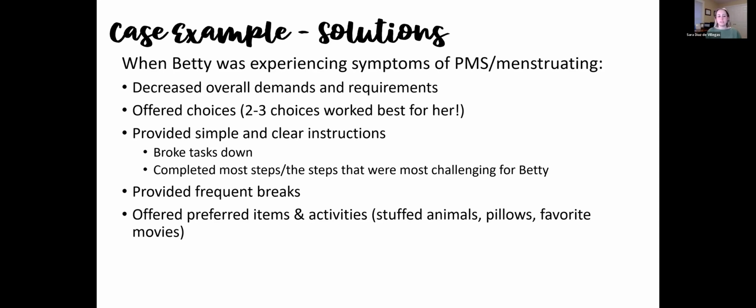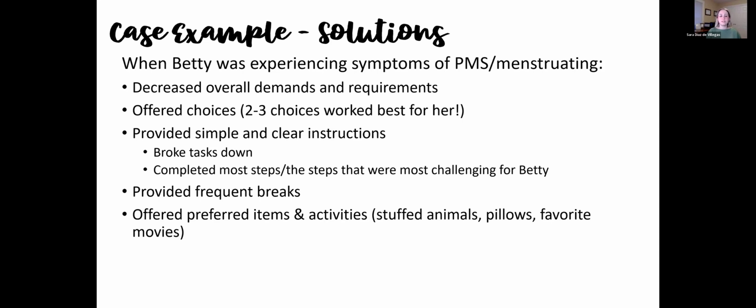Simple and clear instructions all day, every day. We tried to limit the amount of instructions, but when caregivers did need to have her do something, they broke the tasks down and they either completed most of the steps for her or the steps that were most challenging for Betty. Whenever they were completing something, they provided lots of frequent breaks, and they offered lots of preferred items and activities.